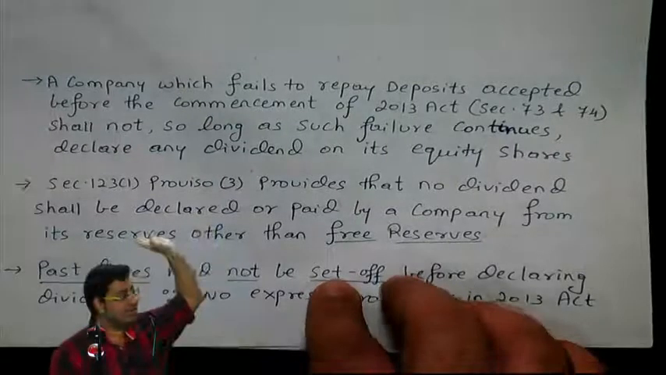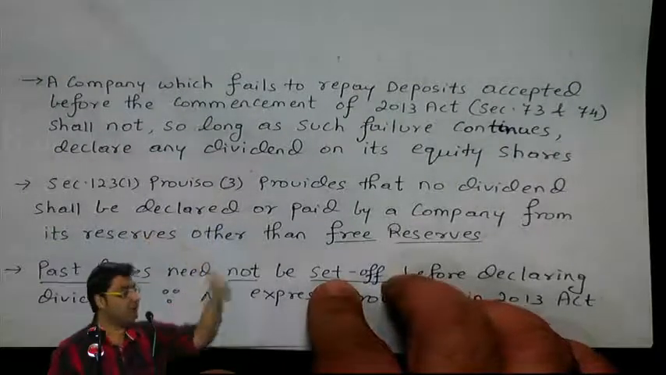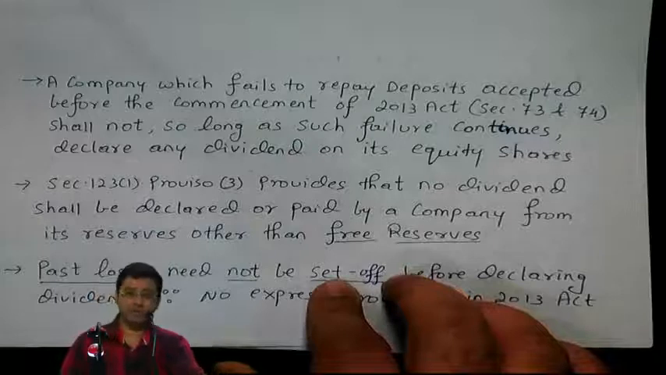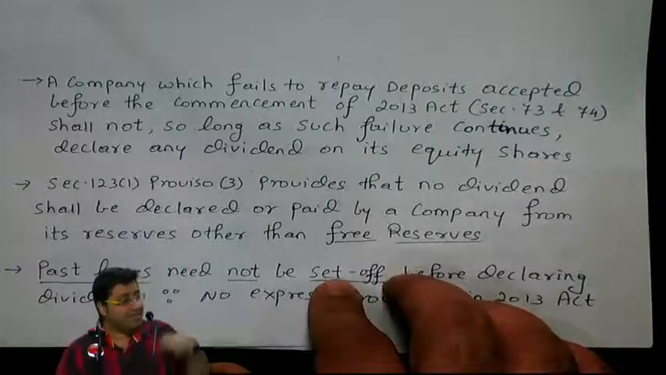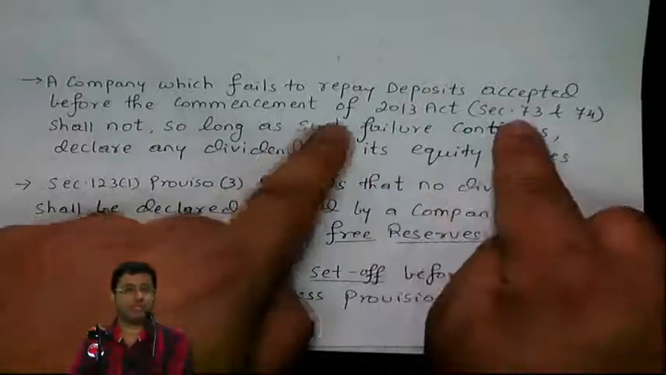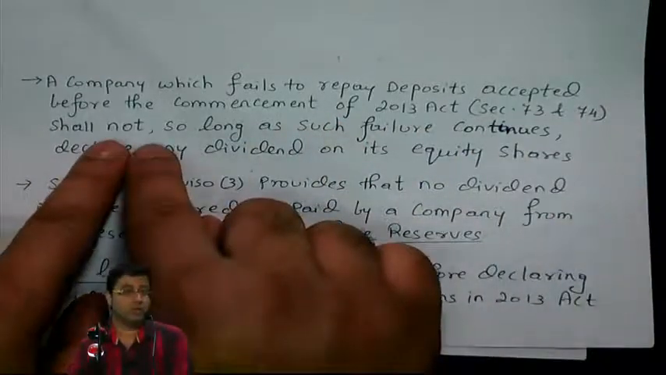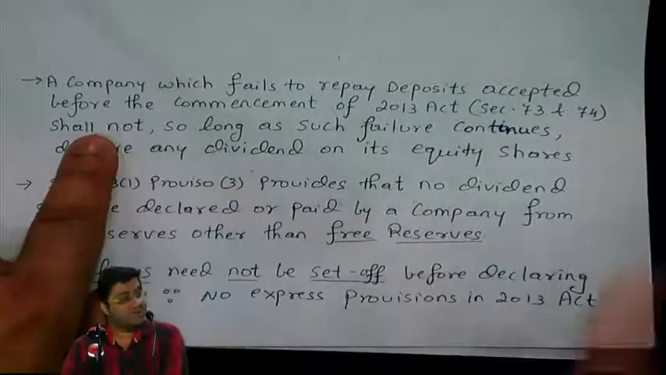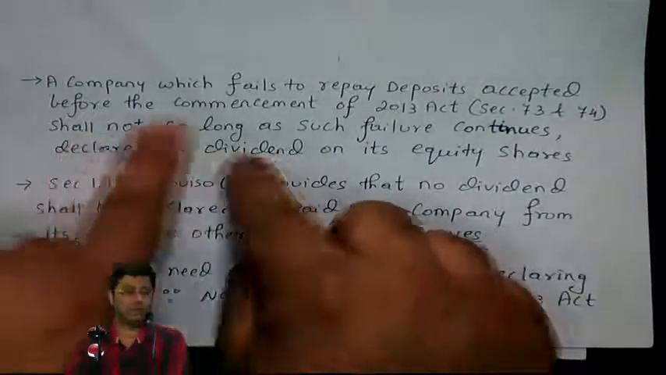It was accepted when the 1956 Act was going on. But today the time has come for redemption of deposits, but the company is not redeeming it. It is defaulting in the repayment of deposit. Before the commencement of the Act, sections 73 and 74, shall not. Shall not means what? It shall not give dividend. That is what it means.